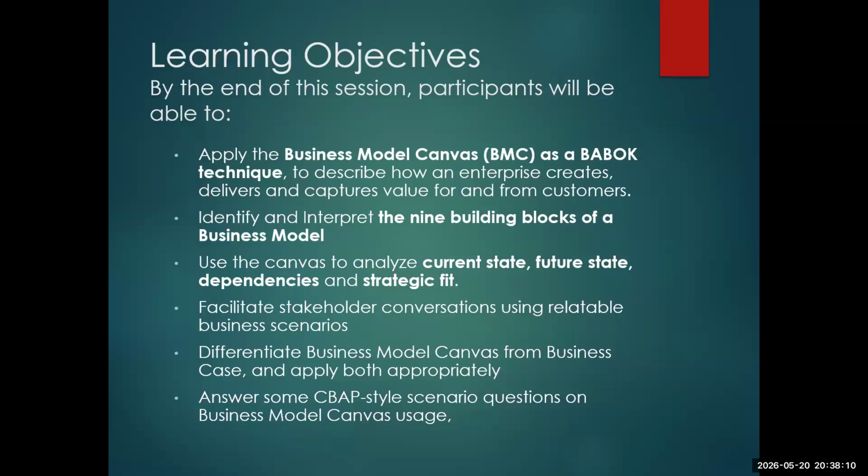Secondly, we will identify and interpret the nine building blocks of the business model. Thirdly, today we will use the canvas to analyze current state, future state, dependencies, and strategic fits using a particular business case. So we'll practically use this canvas to analyze it together, and we'll be able to see how we create value for the customer, deliver it to the customer, and how we also get value back from them, right?